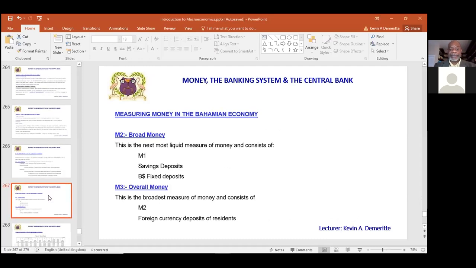The second measure of money is broad money. The next most liquid measure is broad money, and broad money consists of everything that we just talked about in M1, plus savings deposits and Bahamian dollar fixed deposits. Now, broad money is not as liquid as base money, because ideally speaking, they're not as easy to exchange for goods and services as your base money. Because think about it, now you have a fixed deposit.